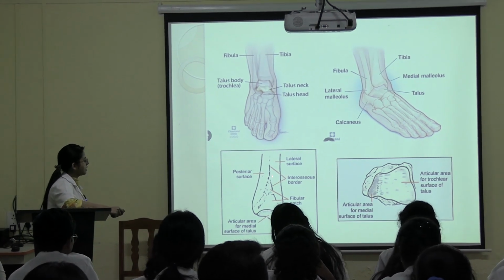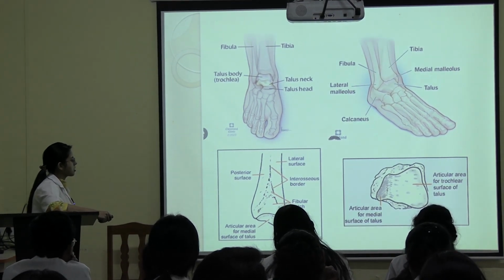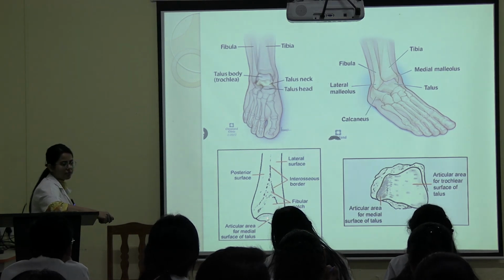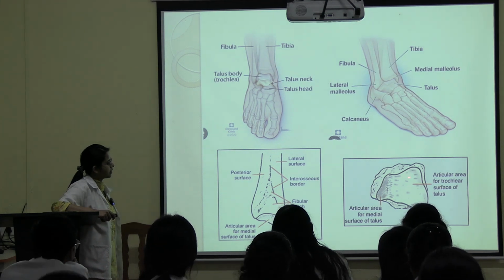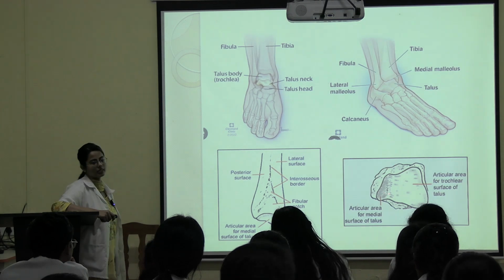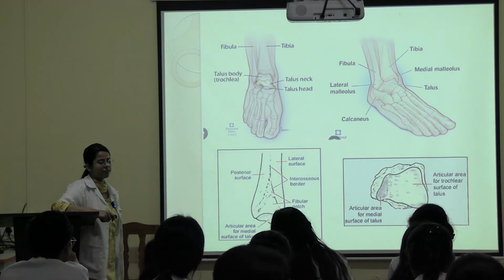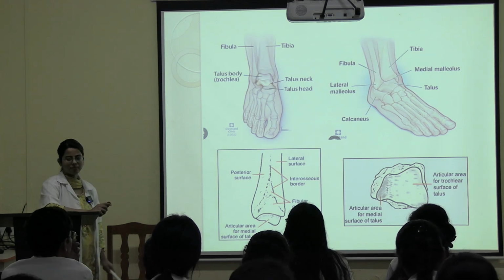In the margin of this triangular area, the interosseous tibiofibular membrane will be there. This is the articular surface. It will articulate with the talus, and this is again the lateral surface of the medial malleolus, which will articulate with the medial side of talus. Clear? Lower end clear?